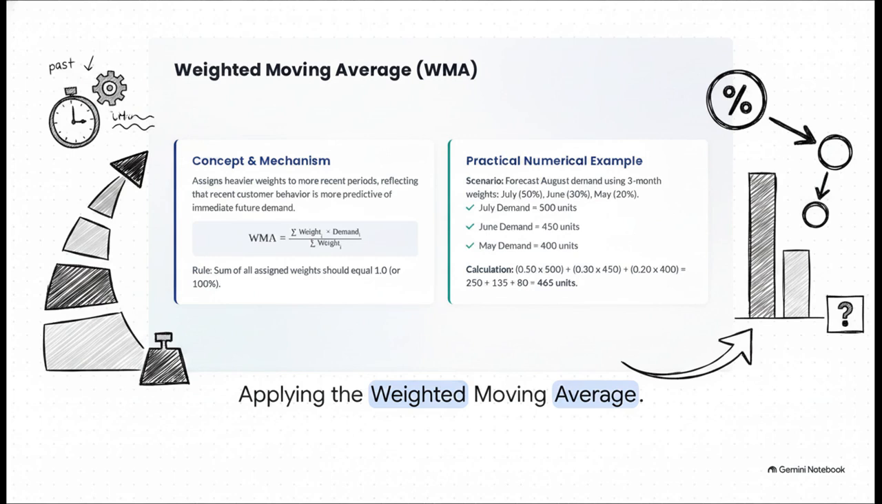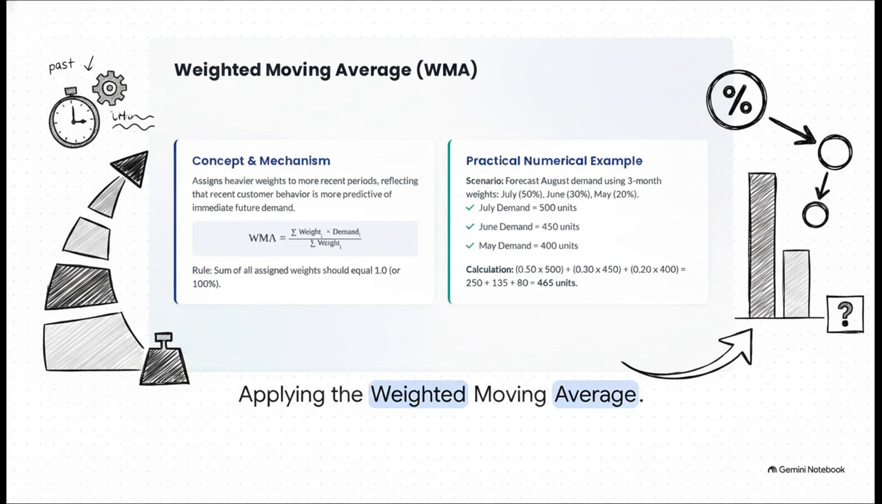But what if recent trends are actually way more important than the older ones? That's where we add a cool layer of complexity with the weighted moving average. Instead of treating every single past month equally, we assign heavier weights to the most recent periods. Why? Because recent customer behavior is almost always a better predictor of immediate future demand.